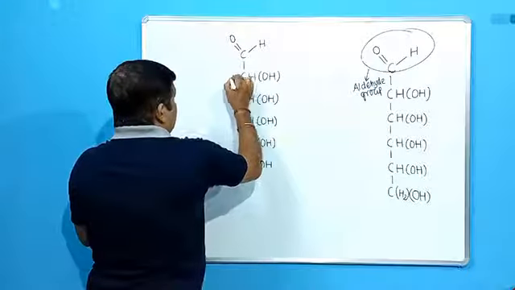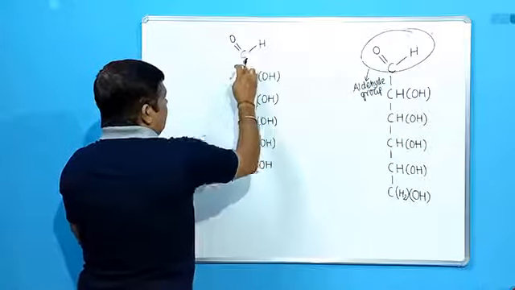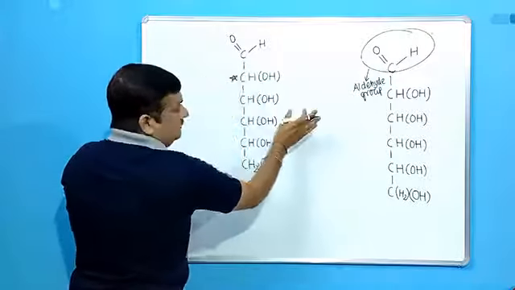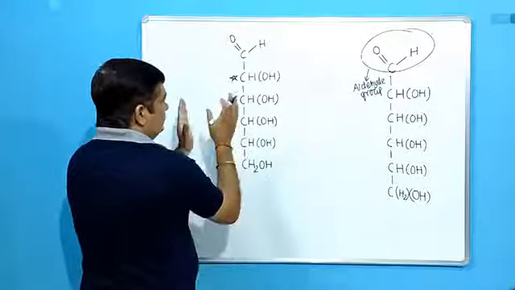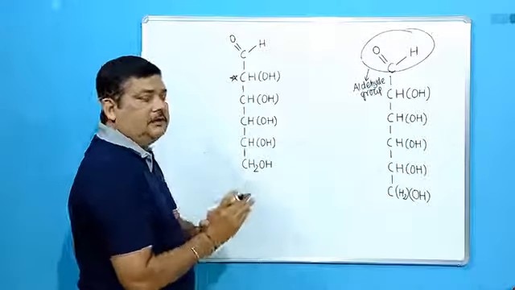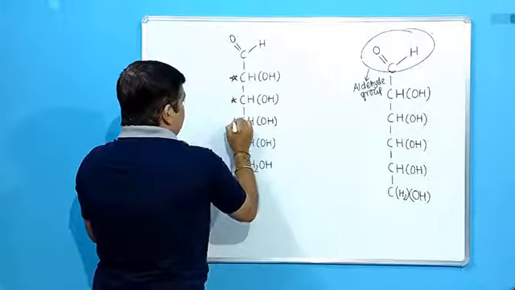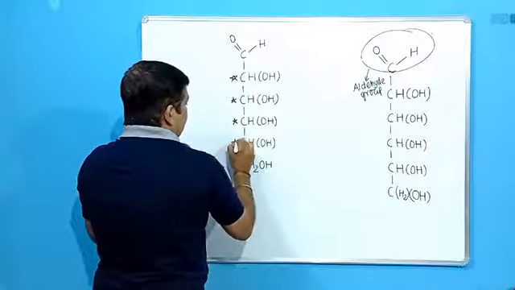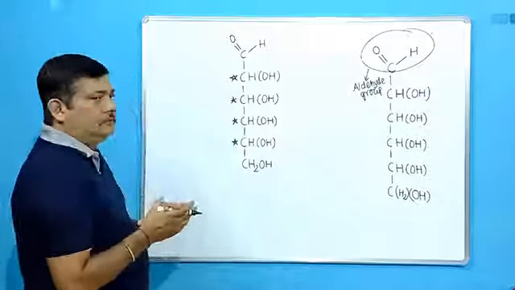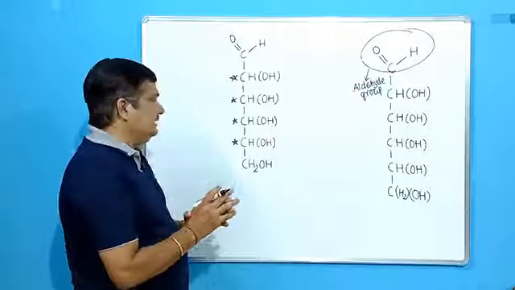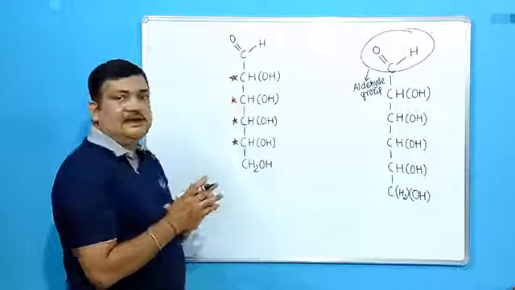How many chiral carbon atoms? Now this one is a chiral carbon, attached here, attached here. This side H, this side OH, or this side OH, this side H. So it is attached to 4 different atoms or 4 different groups. So it's a chiral carbon. It is also a chiral carbon. It is also a chiral carbon. It is also a chiral carbon. So glucose is optically active because it contains 4 chiral carbons.